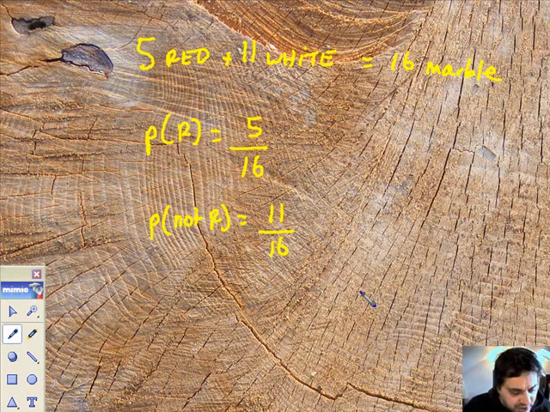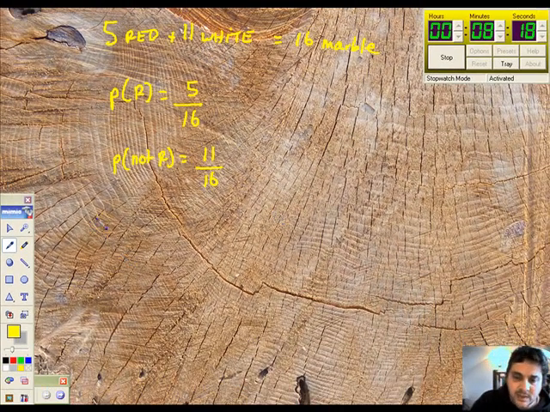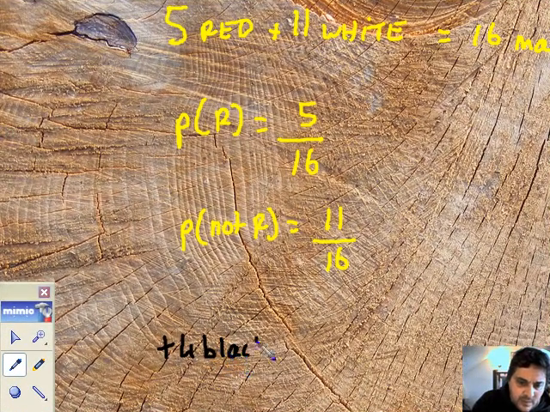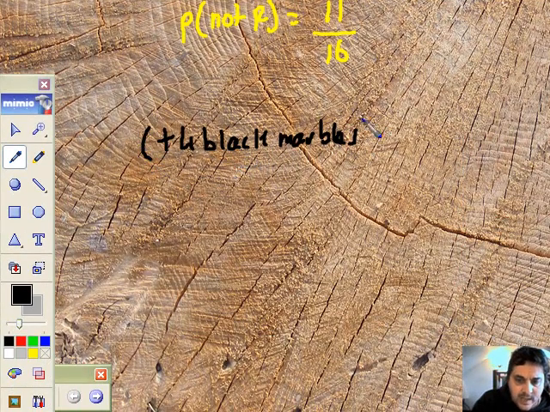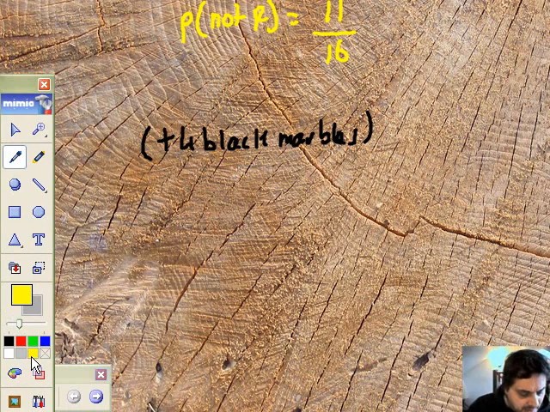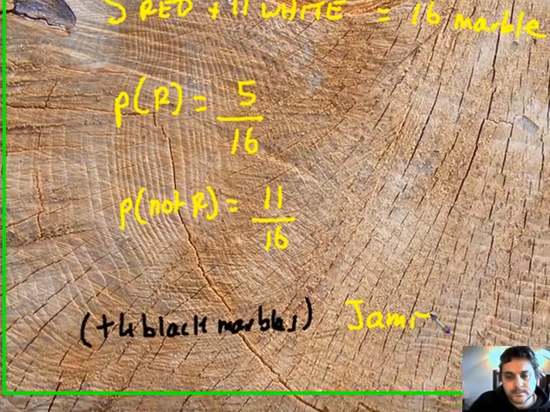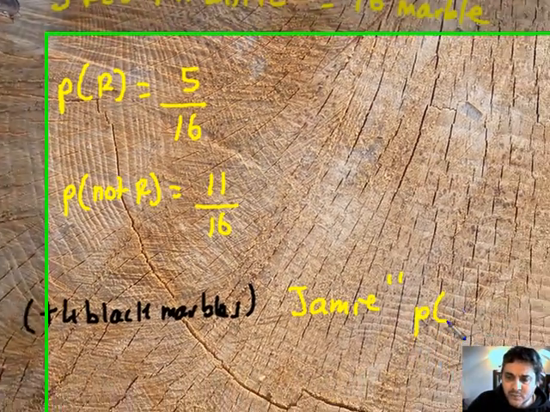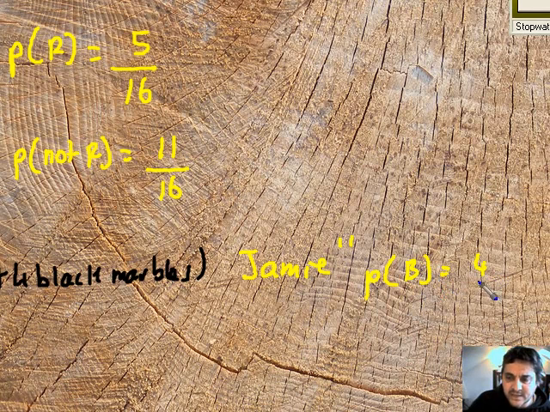Now what does Jamie do? Jamie adds 4 black marbles. He adds 4 black marbles to the bag and says the probability of getting a black marble is 4 out of 16. So this is Jamie. He's saying the probability of getting a black is 4 out of 16, which can be simplified down to a quarter. Explain why he is wrong.